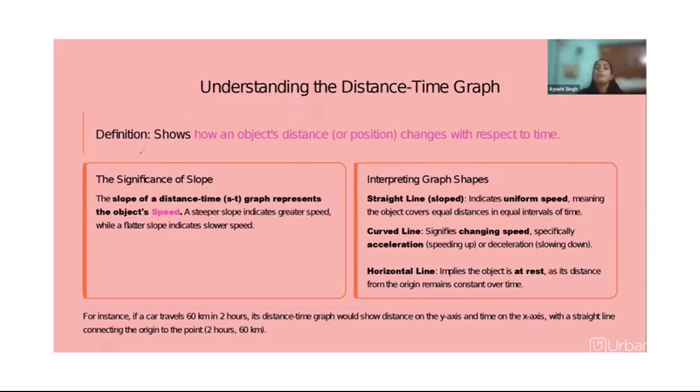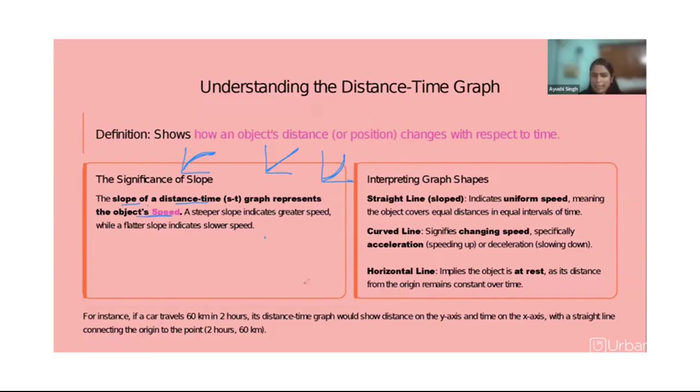Yeah. So it shows how an object's distance or position changes with respect to time. This I have already told. The significance of the slope. So what exactly is slope? If I'm making a graph like this, this is the slope. If I'm making a graph like this, this will be my slope. If I make it like this, this is the slope. You understood, right? So the slope of a distance time graph represents the object's speed.